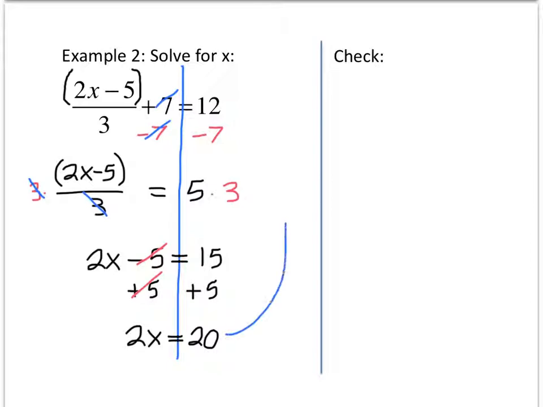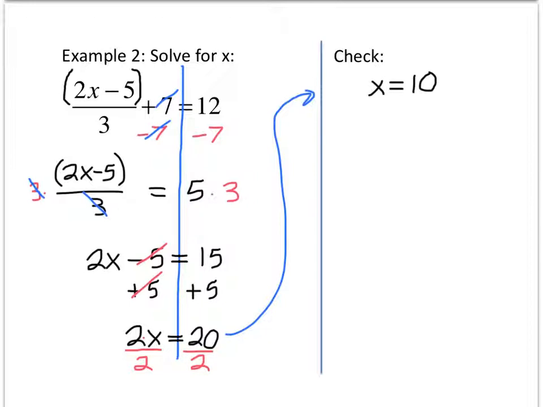So we'll come over here to our check space to finish. Only other thing I have to deal with now is this 2, and since there's nothing there, I notice it's being multiplied. I'm going to apply the inverse of multiplication, which is division, by the 2, leaving me just with x equals 10.